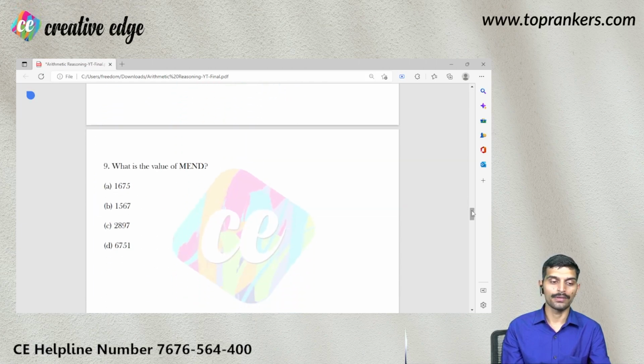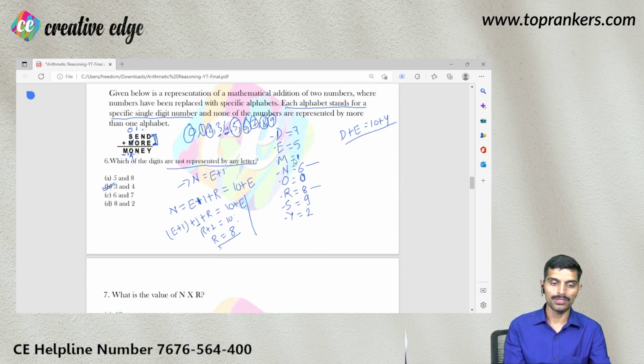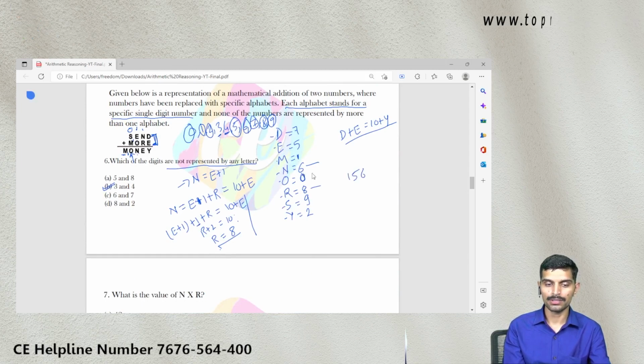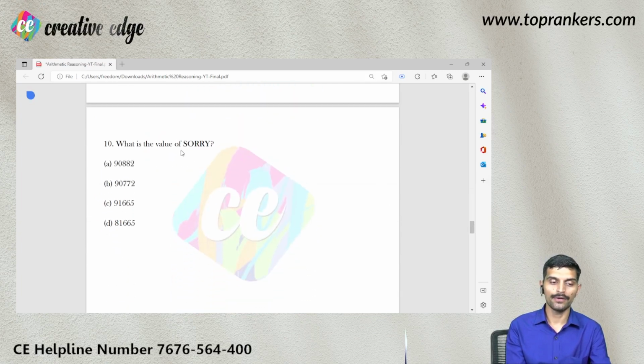Let's see the next one. What is the value of MEND? M is 1. See here. M is 1, E is 5, N is 6, D is 7. So 1, 5, 6, 7 is MEND. It is option B here. The next question is the value of SORRY. So S was 9, O is 0, R was 8, and Y was 2. So 90882. That's option A.